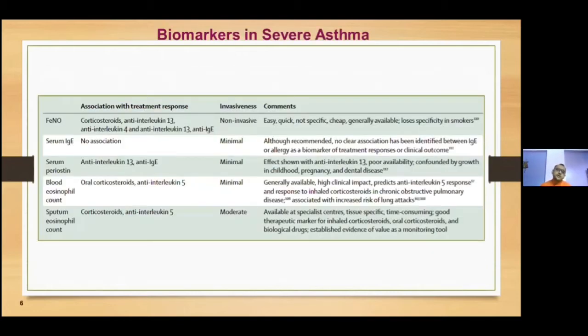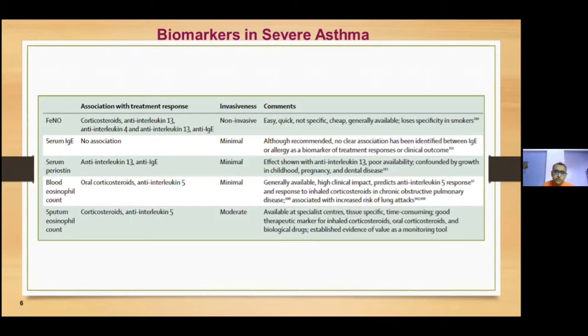So now coming to the biomarkers in severe asthma. This is again important to decide the therapeutics, to decide which biologic we should choose. For that, the biomarkers currently used include blood eosinophil count, serum Ig level, serum periostin levels or eosinophilic cationic protein, ECP, levels of nitric oxide in exhaled breath measured by FeNO, and in some centers we can also measure the sputum eosinophil count.